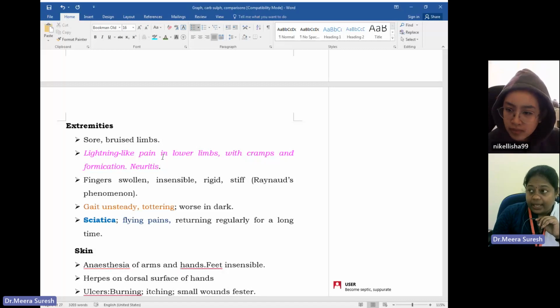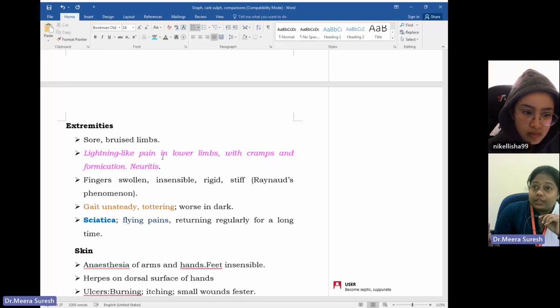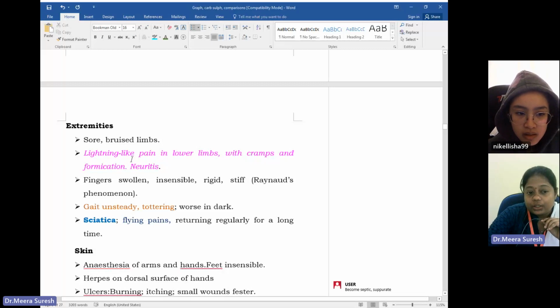That is the explanation for lightning like pain, because it's similar to lightning, it will come and then it goes in seconds. But the pain won't be just 1 second, 2 seconds, but it will be just coming and going. But that will be too terrible, too severe type of pain. So even that pain is seen in the lower lip with cramps and formication. So connect that symptom to sciatica over here. So in sciatica also there is that lightning pain, flying in nature with cramps, formication.